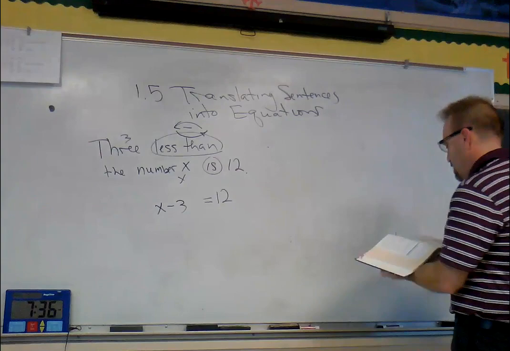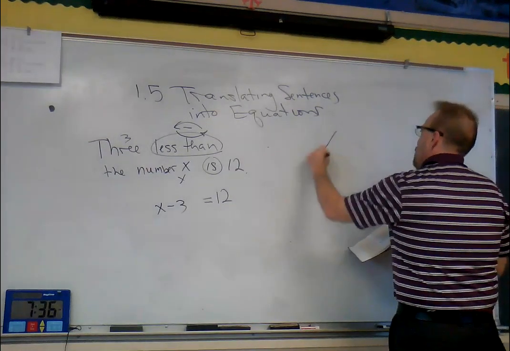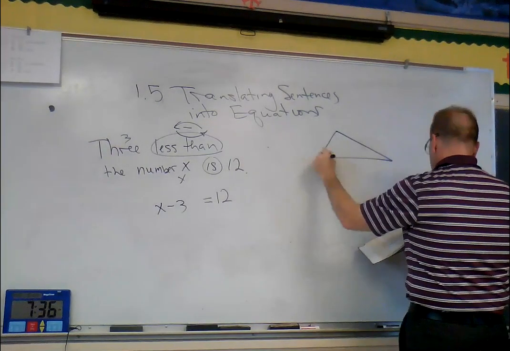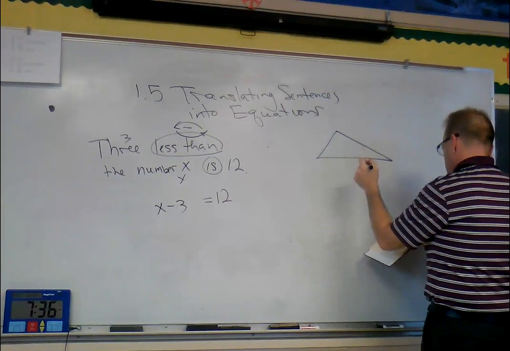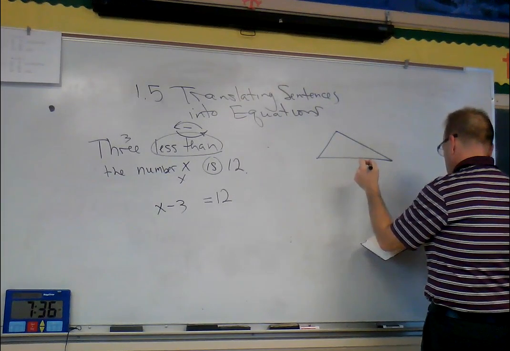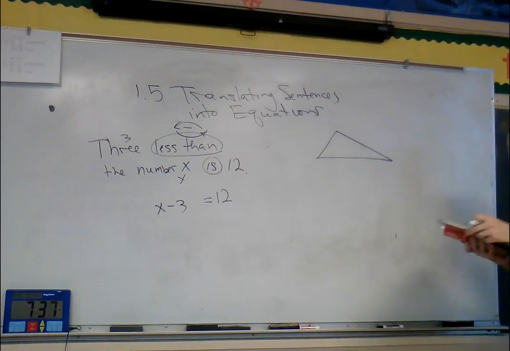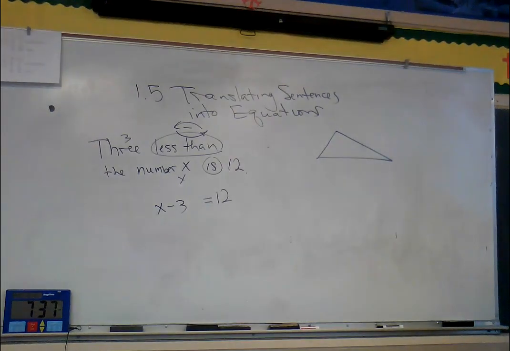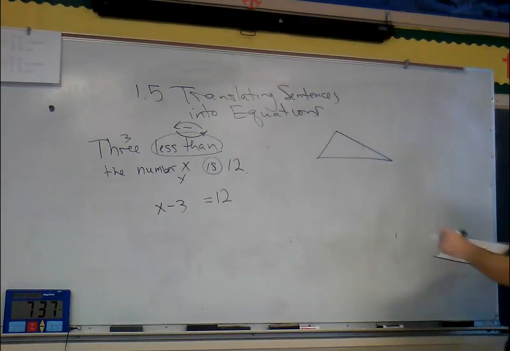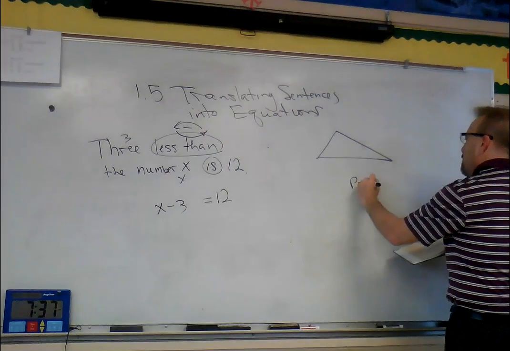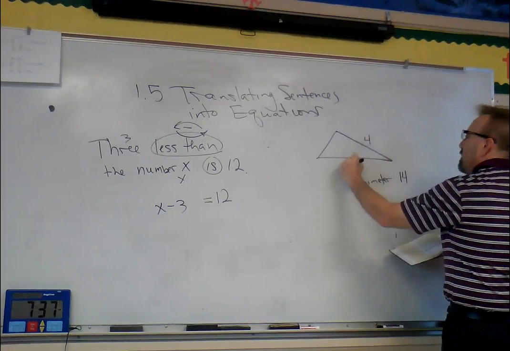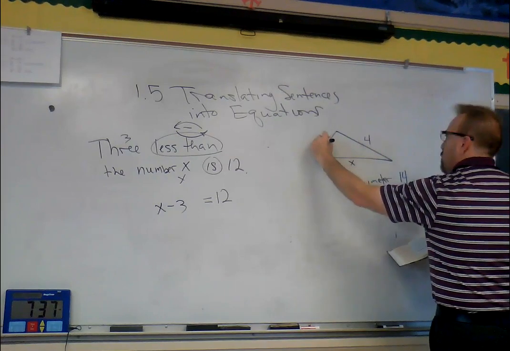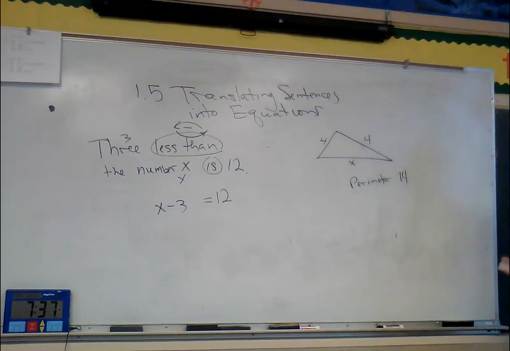Right. Next one, they give us a picture with some dimensions. It says use the figure and information below to write an equation involving x. So they tell us the perimeter is 14, and they give us this as well. So 2 sides are 4 and 1 side is x.